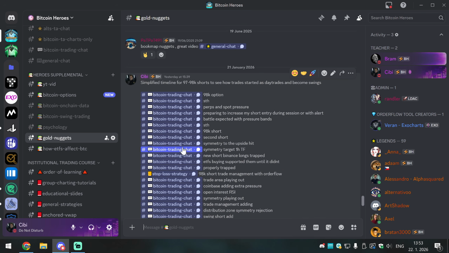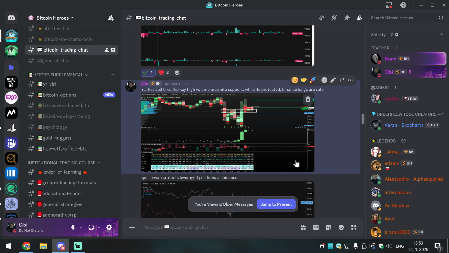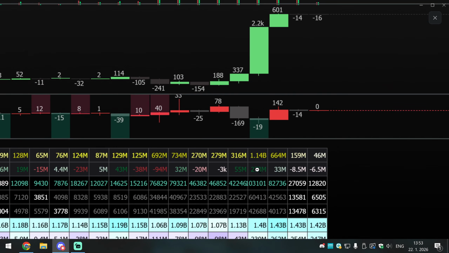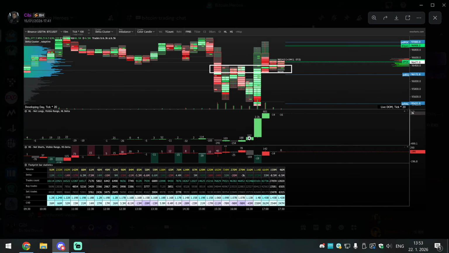Further, so we have a new short. You will see trade execution in a few of my posts, but this short was happening somewhere here, and I just want to show you this setup. We've seen absolutely huge longs coming in on Binance. Look at the candle: 1.14 billion, 2.73 million delta. You have only two options here.